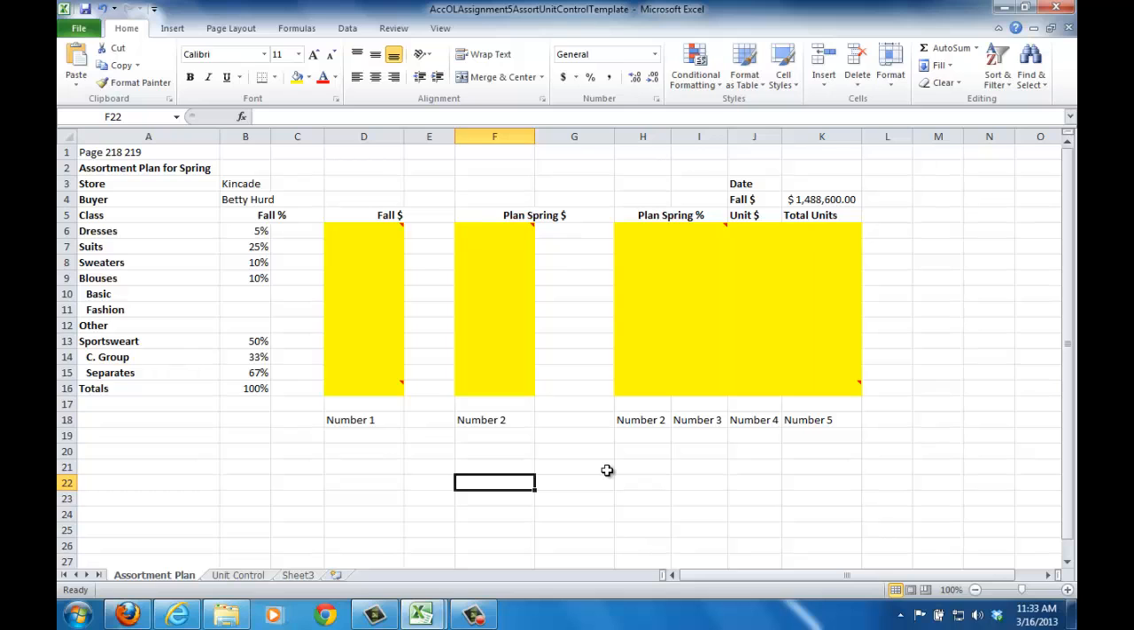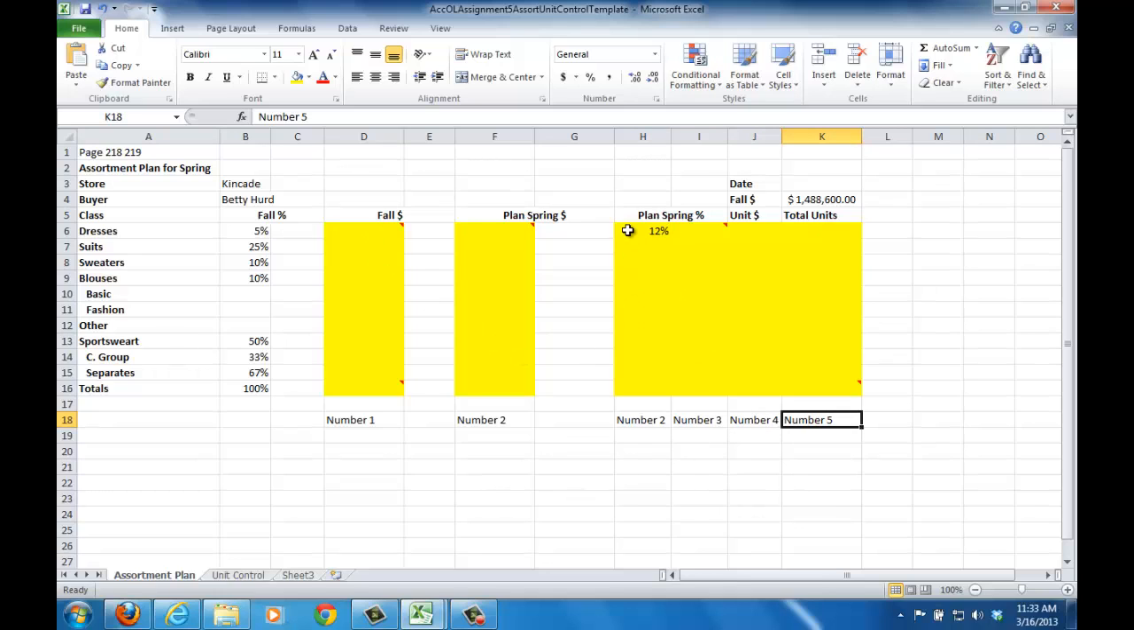The question then becomes, what do we want to do when we plan spring? For example, I believe that we're looking for a 12% increase for dresses. So we need to figure out our planned sales for spring, and then we also need to figure out our unit dollars and total units. How much do we get to buy? So this is question number 1, question number 2, the rest of question number 2, question number 3, question number 4, and question number 5.